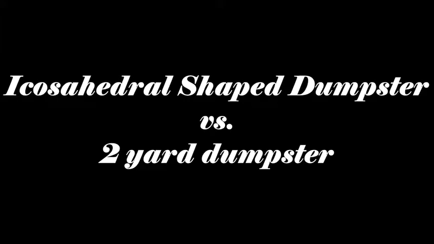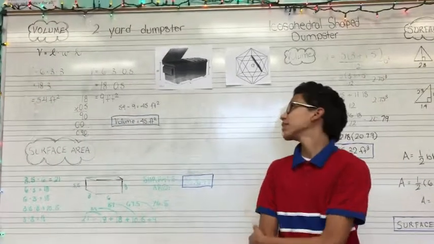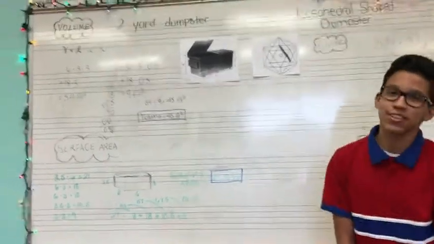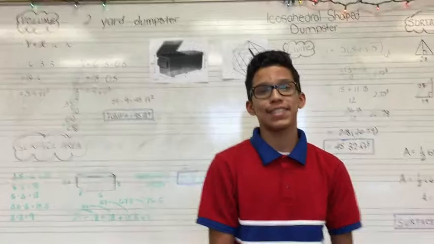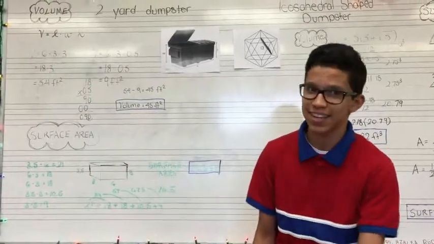We are doing a project that compares a 2-yard dumpster and an icosahedron. We strive to find out if the capacity of the icosahedron is larger than the 2-yard dumpster. Our project is, can an icosahedral shaped dumpster have a larger capacity than the 2-yard dumpster? Our project is comparing a 2-yard dumpster and an icosahedral shaped dumpster and seeing which has a better capacity and which is more beneficial to society.